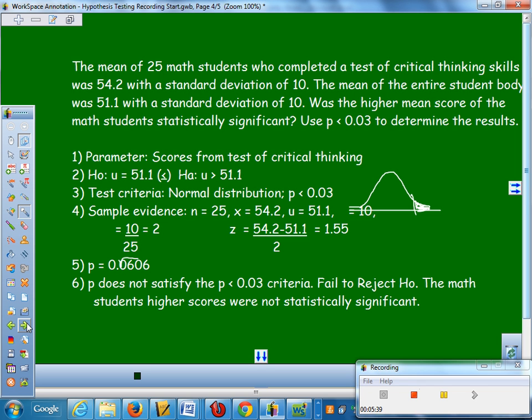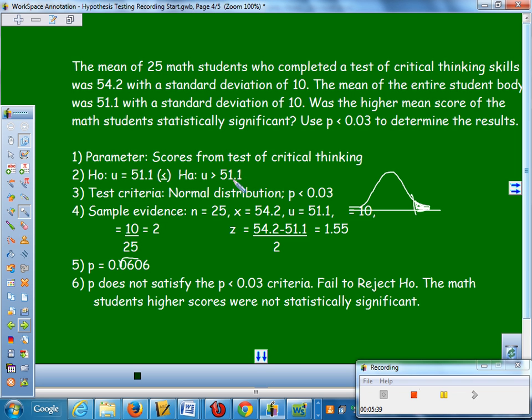And so in this case, since the actual mean of the population was 51.1, we're working off the population mean. We think our students did better, so the alternative, HA, we think they should have been greater than 51.1. So therefore, the null hypothesis has to be equal to, or less than or equal to, technically, 51.1. Our test criteria, we're doing a normal distribution, and they told us the probability has to be less than 3%. Okay. Then the sample evidence is simply the facts they gave you. List the stuff you know.